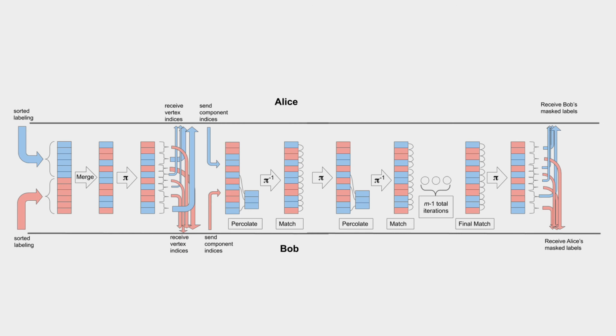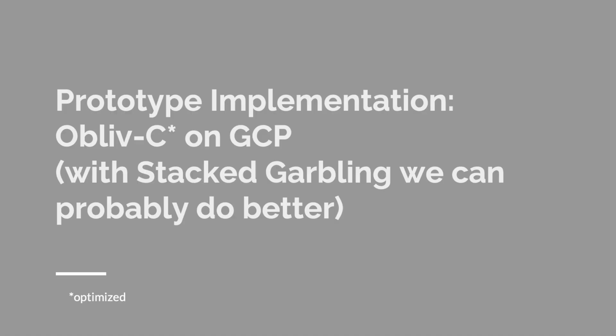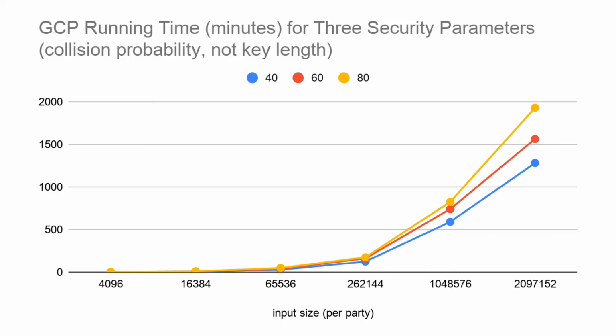In this picture, you can see a full version of the pipeline diagram, from the input stage to the output stage at the end. We also wrote a prototype implementation using obliv-C, and modified obliv-C in order to improve the performance by about 50%, and we ran it on Google Compute Platform over LAN. We think that if we use stacked garbling, we could probably design a better circuit for this. We ran the implementation for inputs at various powers of 2.